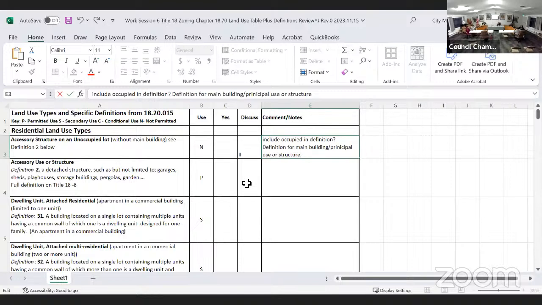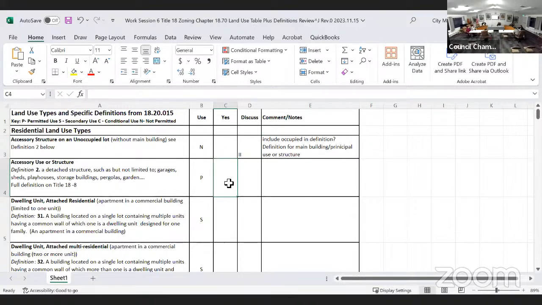Okay, accessory use structure. This is permitted for a detached structure such as, but not limited to, garages, sheds, playhouses, storage buildings, pergolas, I can't say that word, garden, and that is with a main building on the lot. So if you have a building, can you have a shed? Yes, a storage building to go with that building, and that is currently permitted. I agree. Does anybody disagree with that one? Consensus of yes.